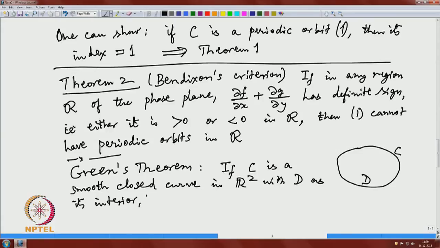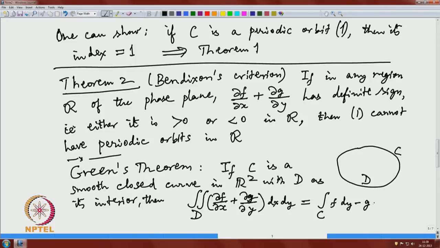Interior, then this integral over D of the divergence, del F by del X plus del G by del Y, is the double integral dx dy, and this is given by the line integral over C of f dy minus g dx. So, when you parameterize the curve C, dy and dx will be expressed in terms of the parameterization. So, this will be a one dimensional integral, that is a line integral, contour integral, line integral.